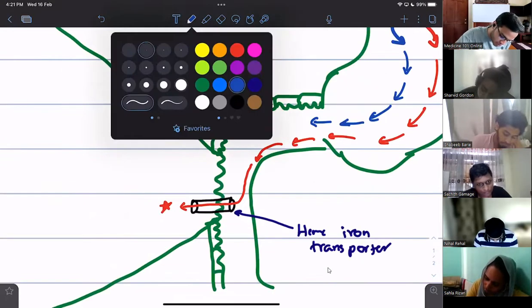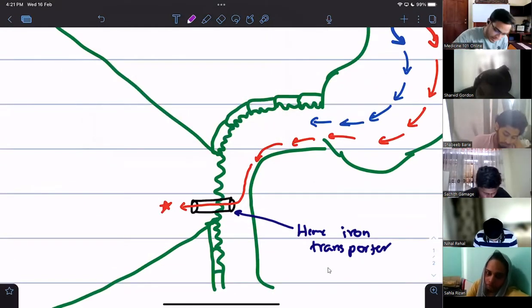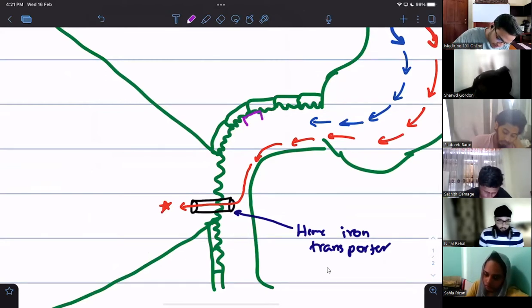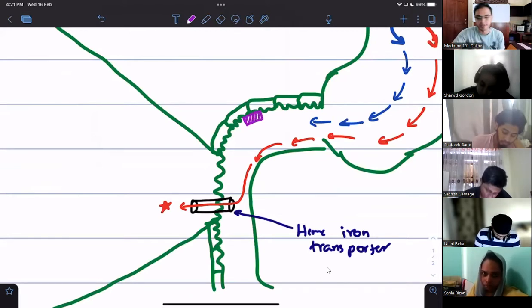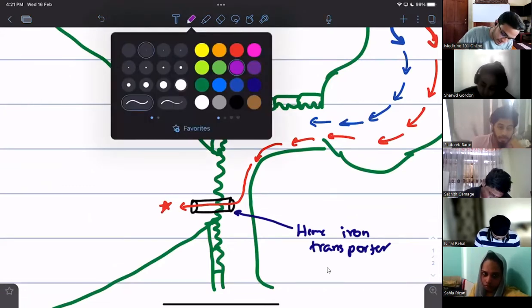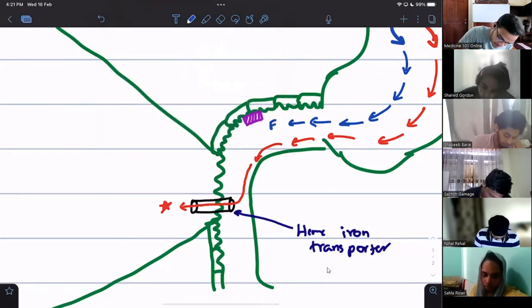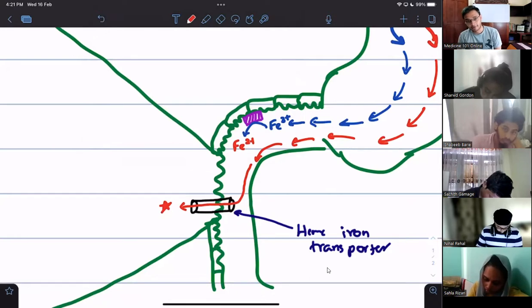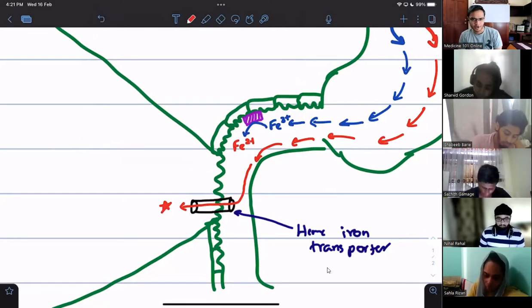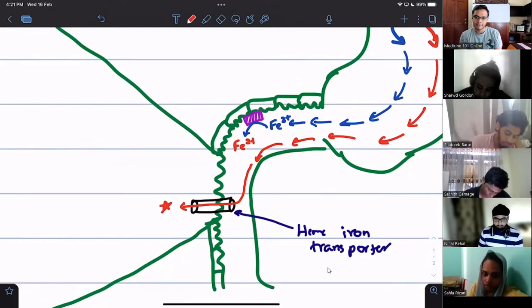Because of that, on the apical side of the duodenal mucosal epithelial cell, there is a special enzyme. I will draw it here on these epithelial cells. What does this enzyme do? We know Fe3+ comes here. This enzyme will convert that Fe3+ to Fe2+. What is this enzyme called? Just from the function, what do you think it's called? There are two names. What is the easy name?